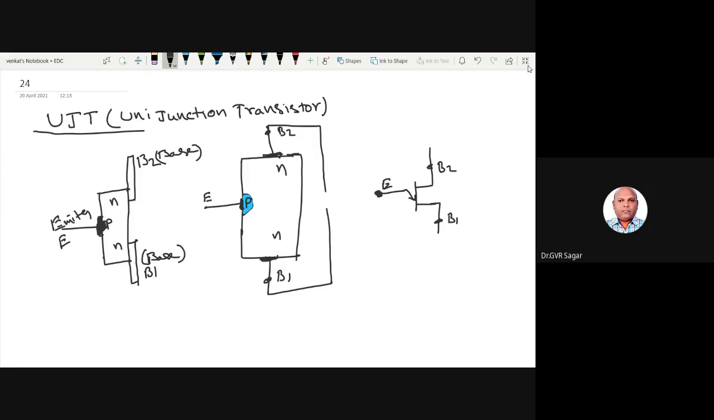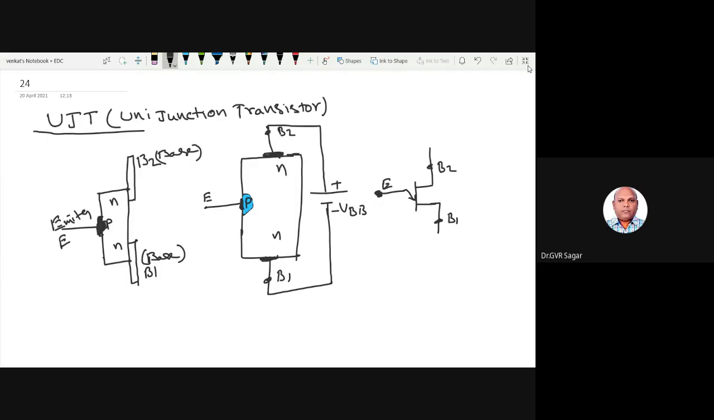This voltage is called VDD. This is positive, this is negative. Called VDD, the base to base voltage. The base to base voltage is applied between base 2 and base 1. Are you clear in the construction?